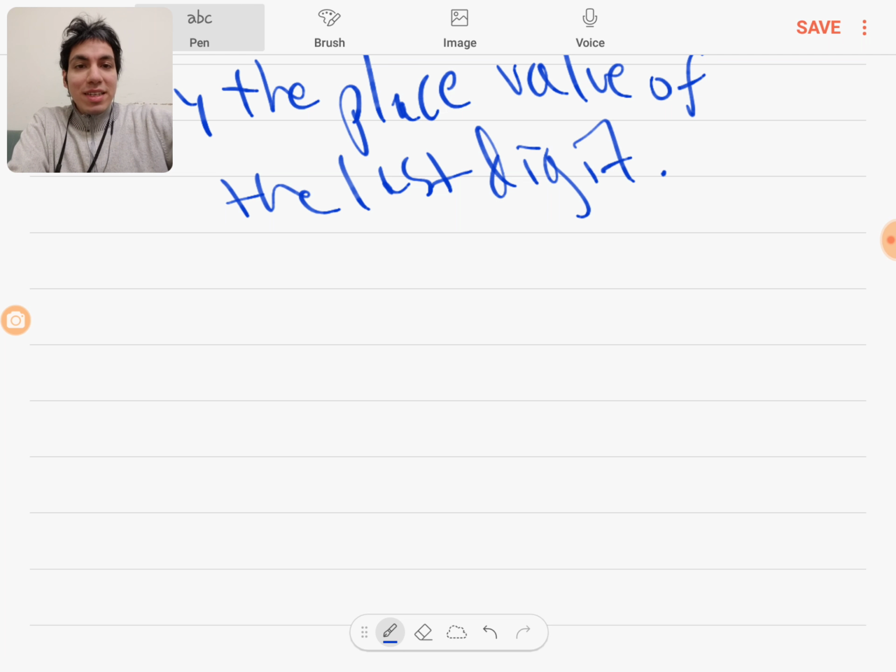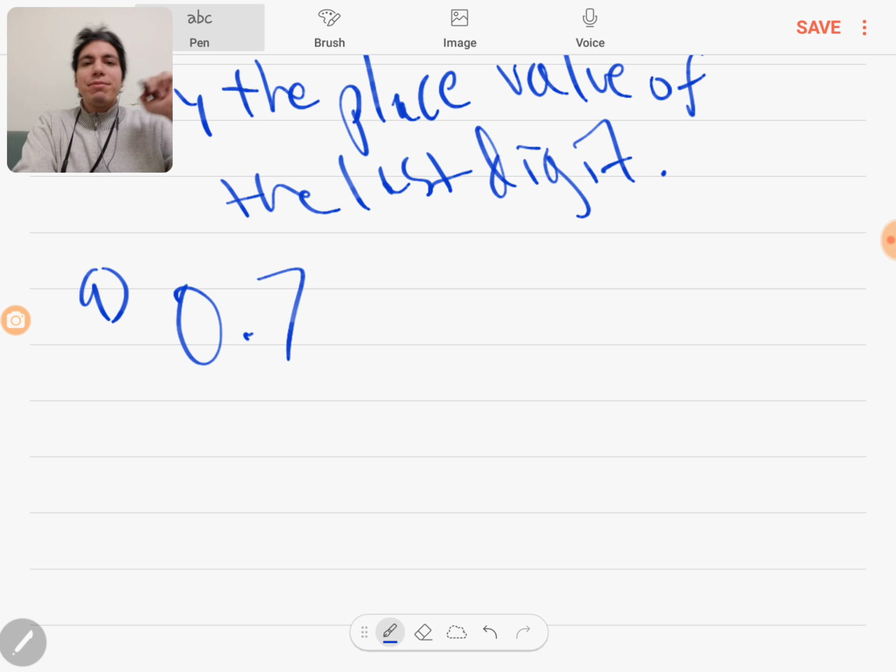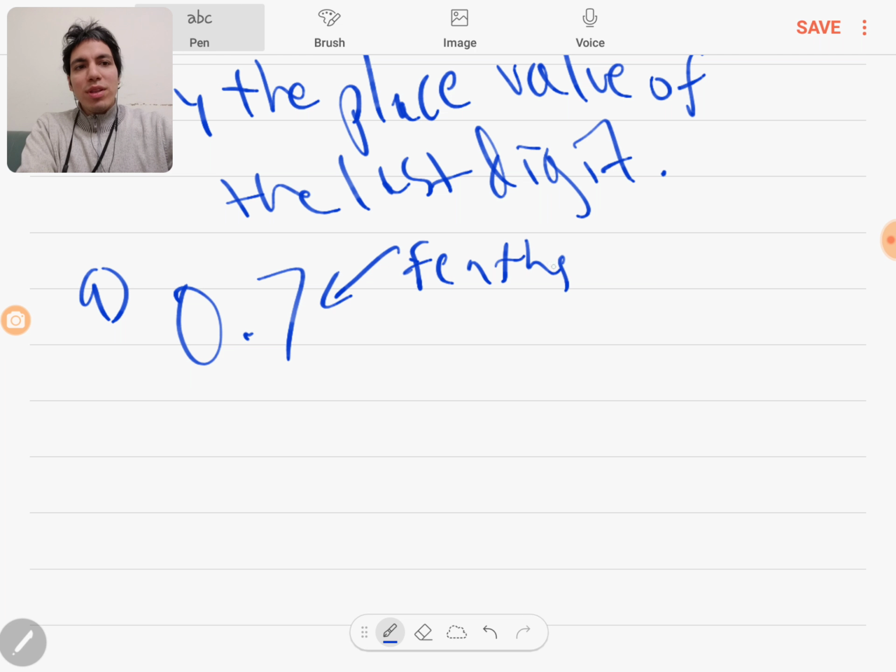So, let's just take this example. It could be 0.7. We don't have to write the 0 part. You can, but it's not necessary. So I know that this 7 is in the tenths place. So basically I would write this as 7 tenths.